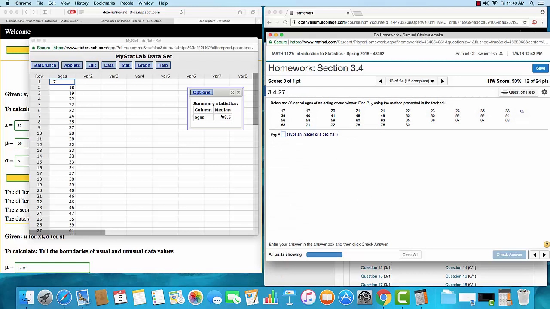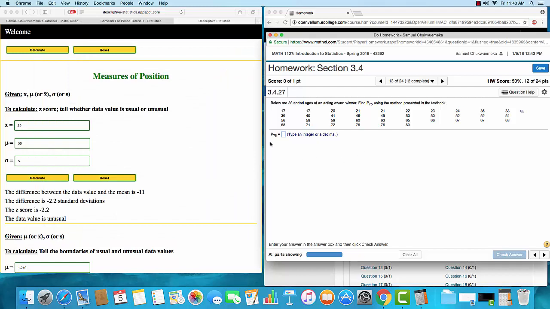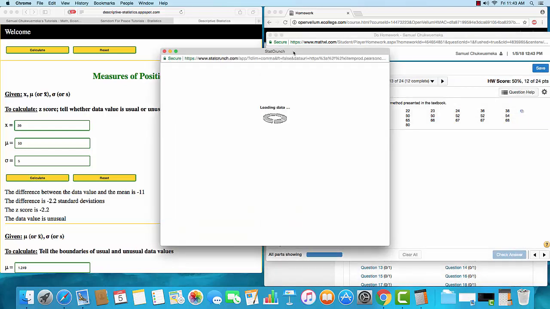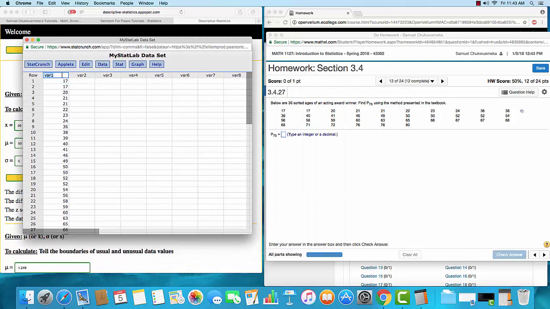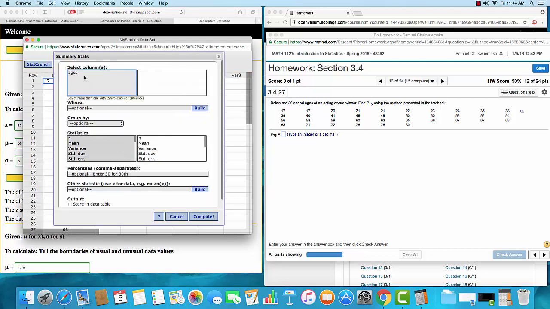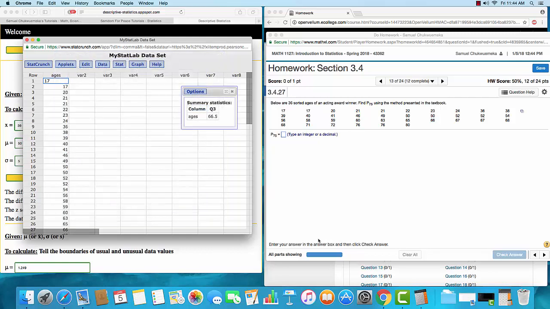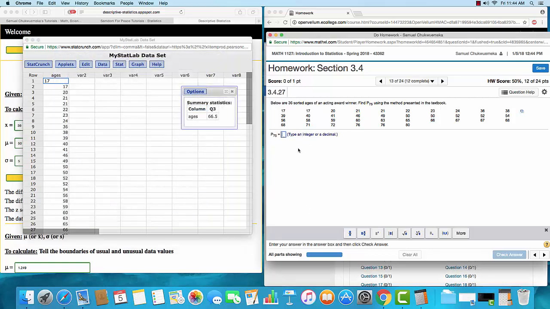The next one is the 75th percentile. Your 75th percentile is your third quartile. So we open StatCrunch. This is ages. Start, Summary Stats, Columns, select it. 75th percentile, which is your third quartile. You can just put Q3 here, or if you want, you can also type 75 here. Doesn't matter. So this gives us 66.5.